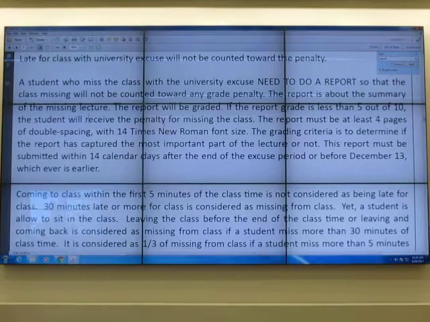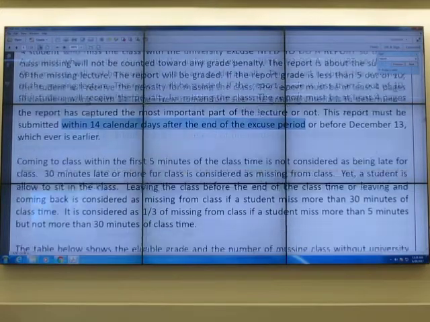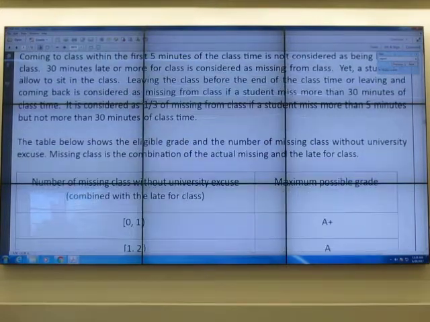So when you miss a class, you give me the doctor note. That is not done yet. Okay, you give me the doctor note. That's the first step, and then you do the report. How long is the report? It's 4 pages, double spacing with font 14, Times New Roman, and you will do it within 14 calendar days after the end of the excuse period or before December 13.